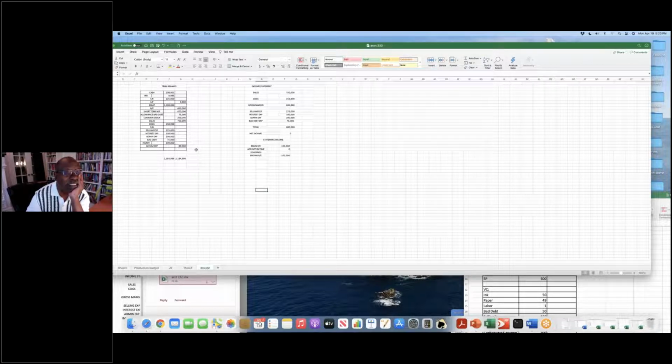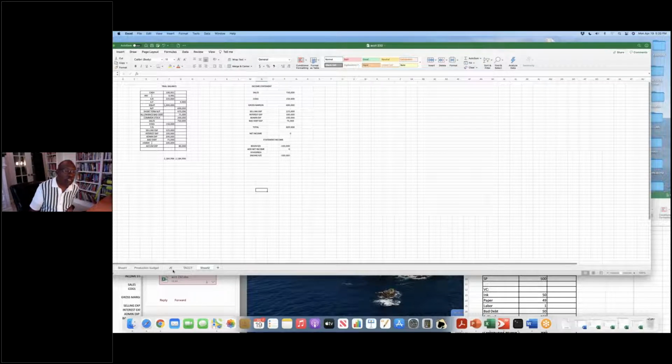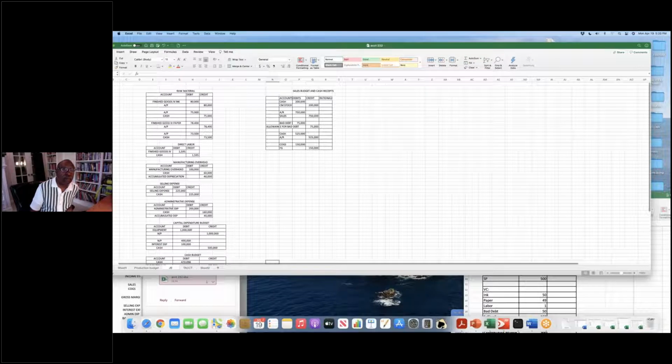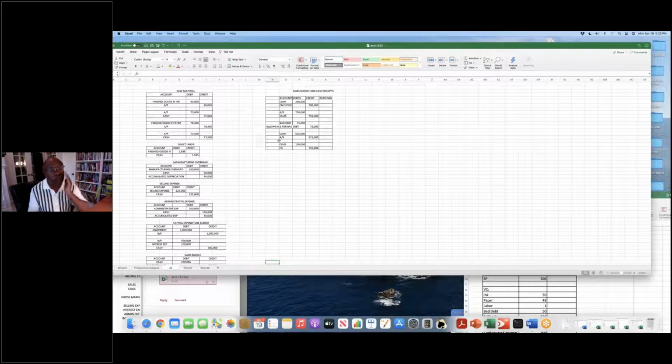Question. With allowance for bad debt and bad debt expense, bad debt would be debited, whereas allowance would be credited. Why? What's the reason behind that? Look at the journal entry. You debited bad debt expense and credited the allowance. This is the contra asset account, which values accounts receivable at its appropriate amount. Yeah, I see it. Okay.